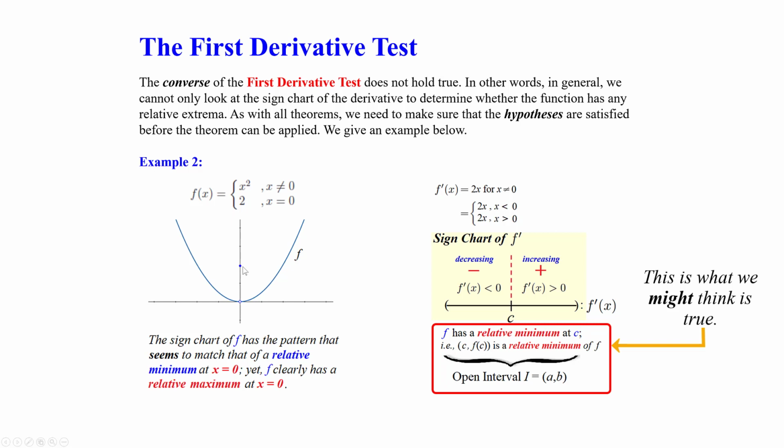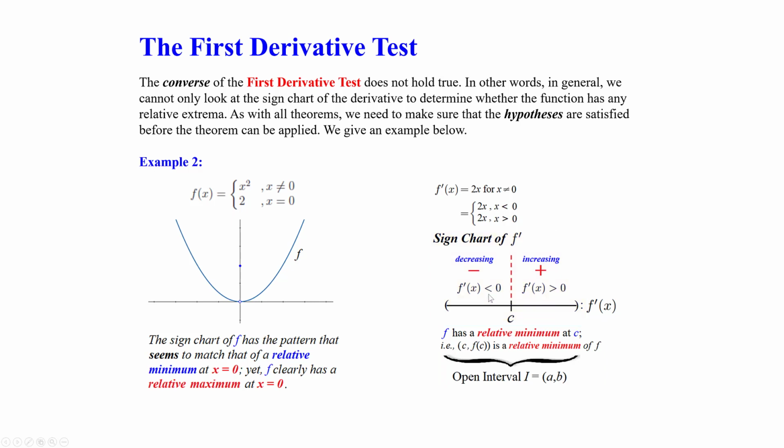So is (0, 2) a relative min, as one might think the sign chart depicts? The answer is no. Take an open interval, let's say from -1 to 1. And then on that open interval, f of 0, which is 2, is the greatest value. Therefore, on that open interval I, f of 0 is a relative max. So we can see that even though the sign chart has the pattern of a relative minimum, in fact, we have a relative maximum. How could that happen? Does that contravene our theorem? No. Why? Because f is not continuous at 0.